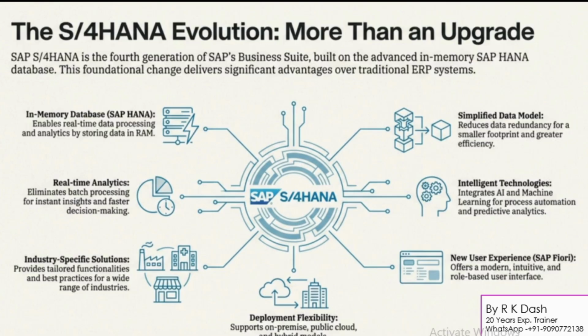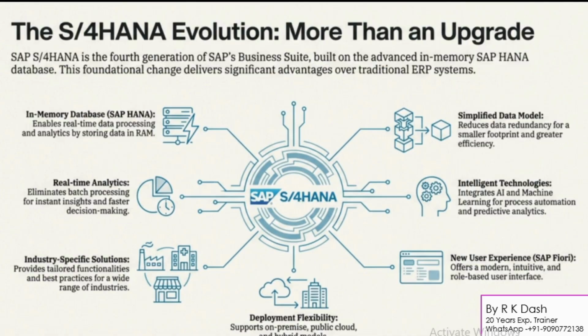The SAP S4 HANA evolution, more than an upgrade. SAP S4 HANA is the fourth generation of SAP's business suite. Built on the advanced in-memory SAP HANA database, this foundational change delivers significant advantages over traditional ERP systems. How is this going to happen? Because of the facilities provided in S4 HANA, the in-memory database enables real-time data processing and analytics by storing data in RAM, random access memory.